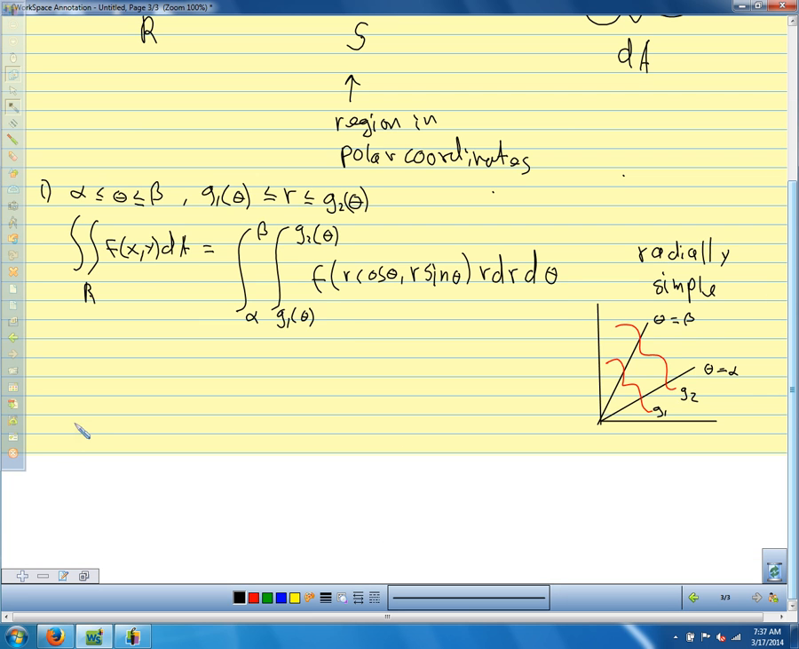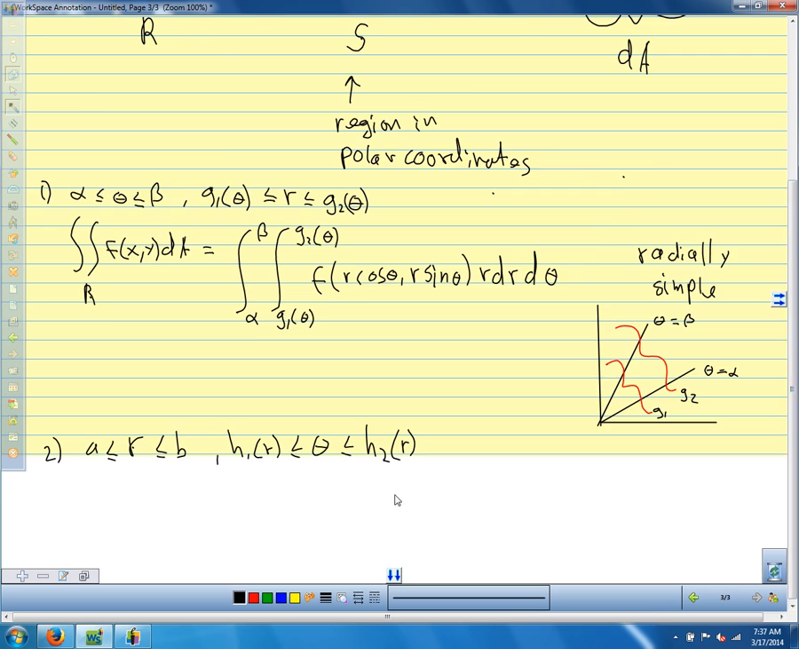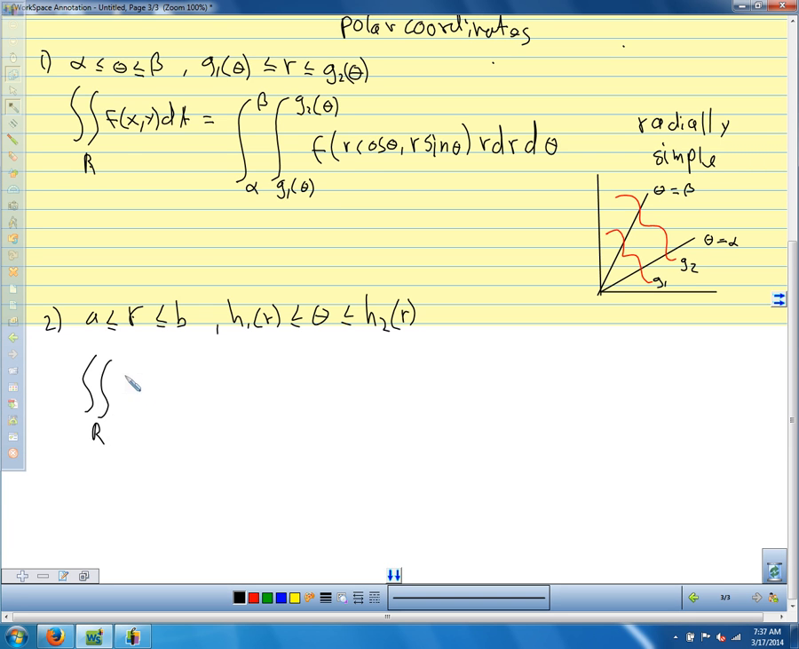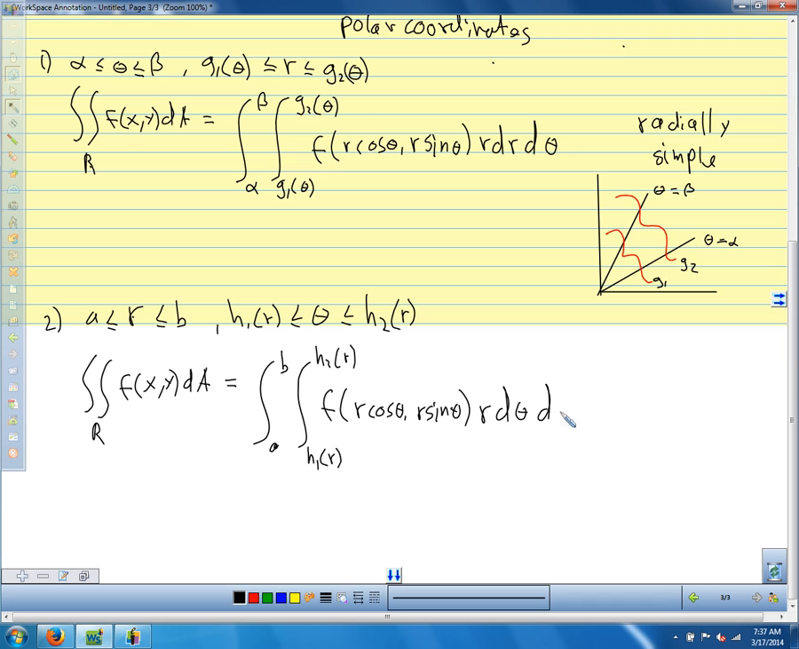And then if we do have a different kind of region, so if we have a less than or equal to r less than or equal to b, and h1 of r less than or equal to theta less than or equal to h2 of r, then our double integral is still an iterated integral. The double integral over R of f of x y dA equals the integral from a to b, the integral from h1 of r to h2 of r, same function, and this one's going to be r d theta dr. And this one we call angularly simple.